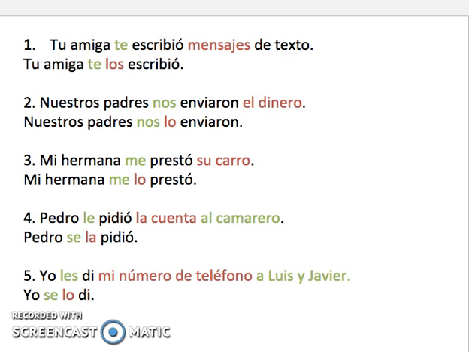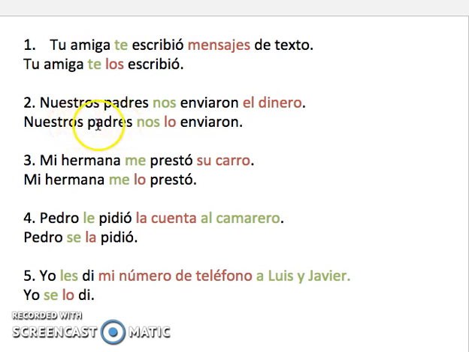Oh, the texto should also be in red, sorry. So to say your friend writes them to you, okay? So vamos a usar el te aquí, está. Y mensajes de texto, that will be replaced by los, right? So I put here in red, that would be the direct object, and in green, you have the indirect object.